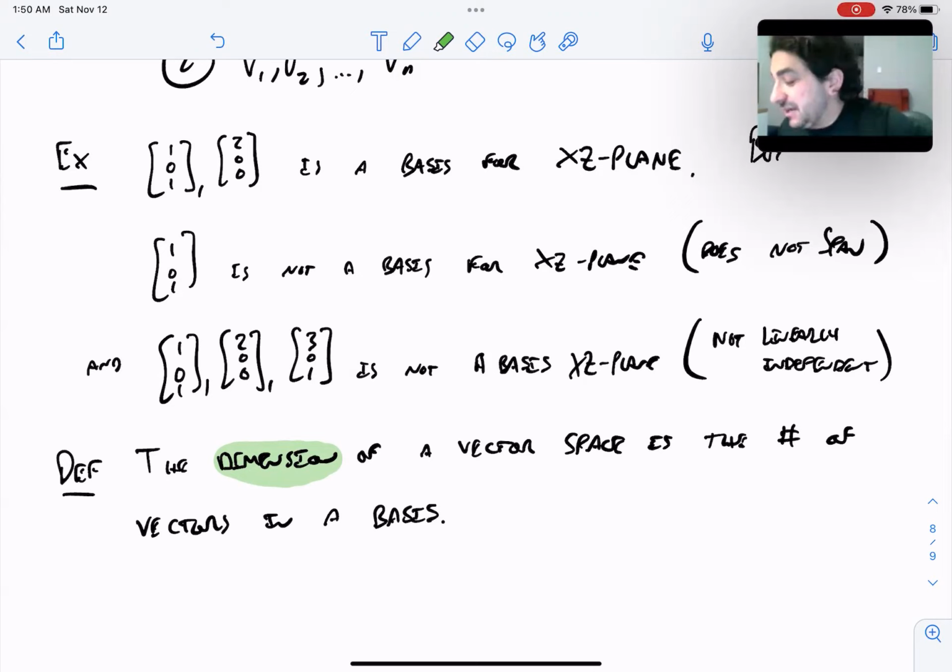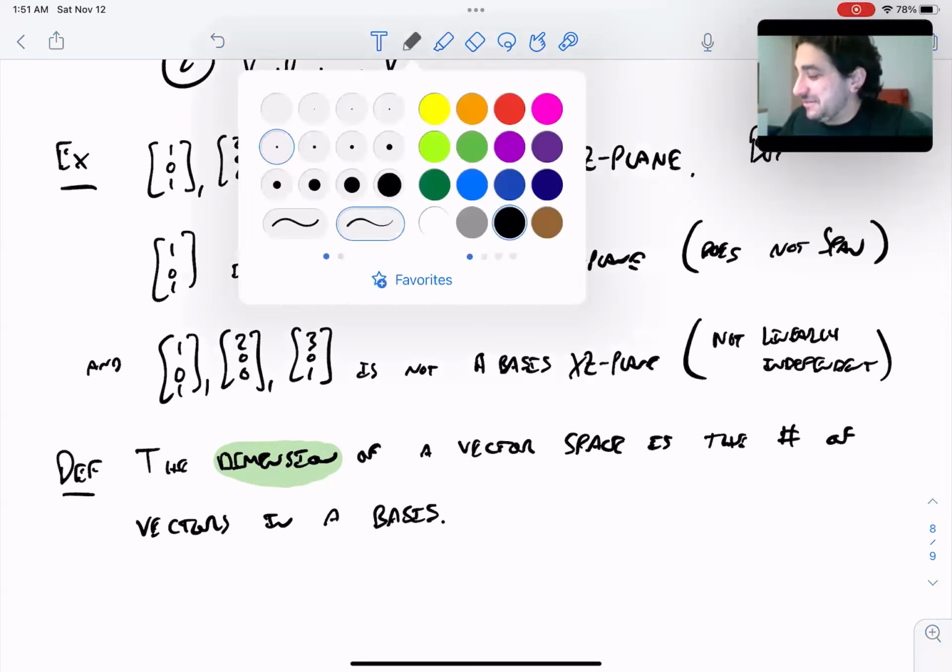For example, I can pick the elementary basis vectors i and k for the xz plane, right? So (1, 0, 0) and then (0, 0, 1). I can pick those two vectors. That's a different basis for the xz plane. But there are still exactly two vectors either way, right? So it's not clear that a different basis always has to have the same number of basis vectors, but it turns out to be true for vector spaces. So this is something very special about vector spaces.